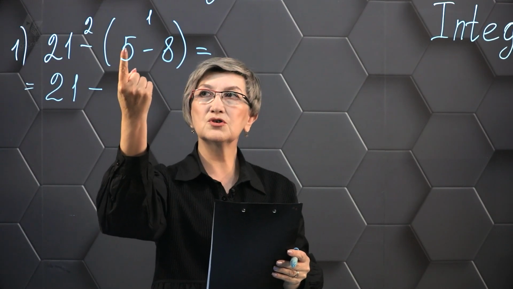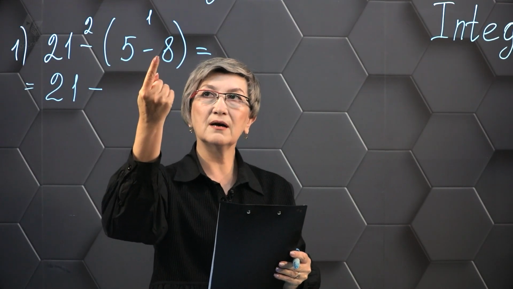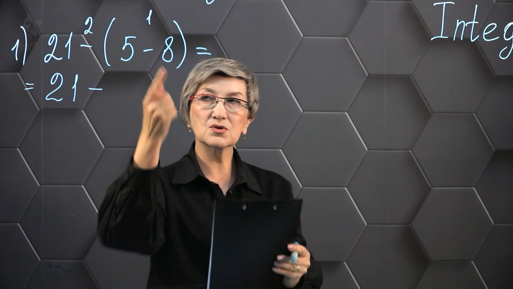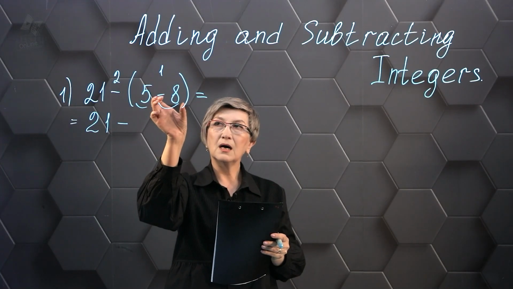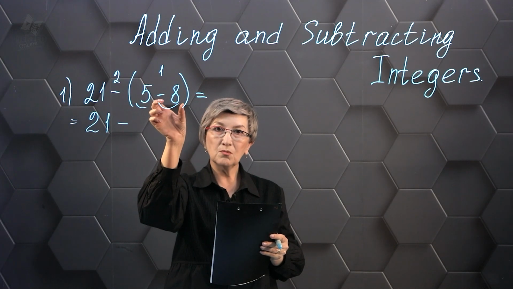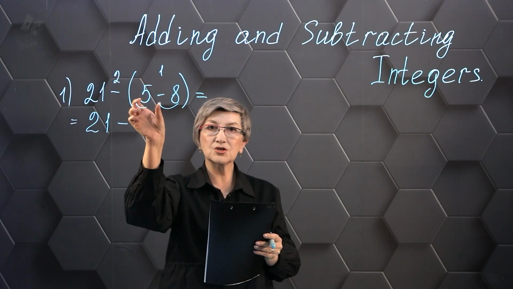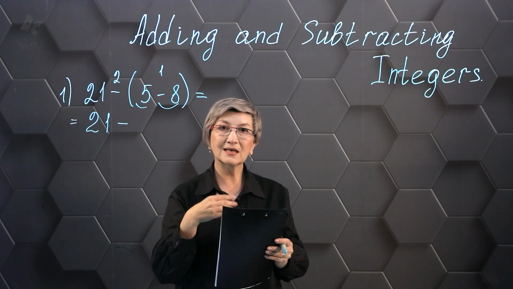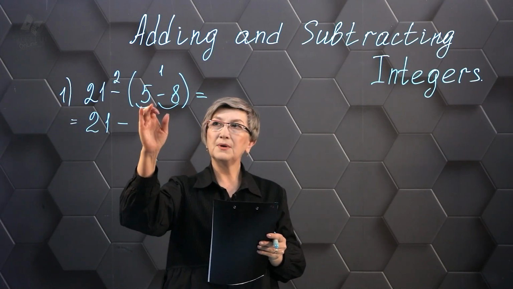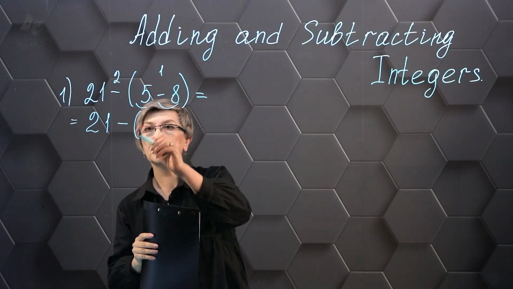The number 5 has a plus sign. The number 8 has a minus sign. And then, according to the rules, from the number with a larger modulus, I must subtract the number with a smaller modulus and put the sign of the number from which I subtracted. 5 minus 8, I get minus 3.